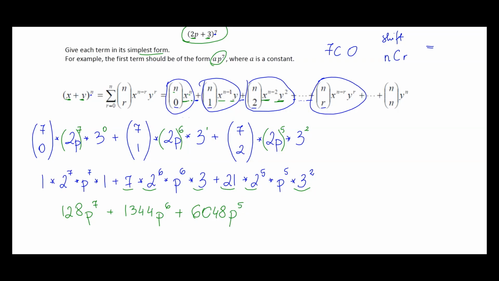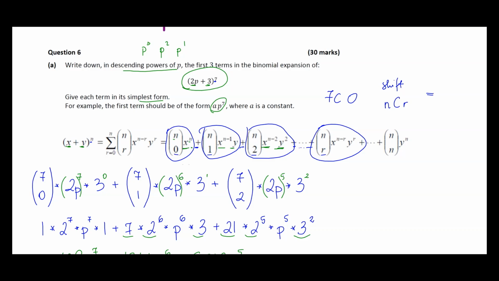Now, I want to draw your attention only to one thing. If they said here in ascending powers of p, because watch that, which element has ascending powers? The second element has the ascending powers. And there was a question like that once, and then the first element had descending. So the first element, the powers go down. The second element, the powers go up.